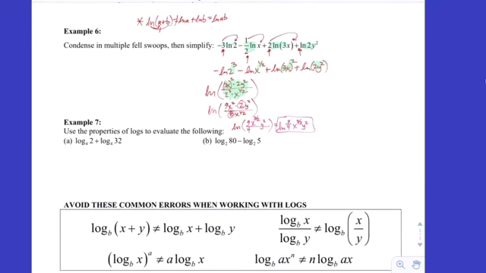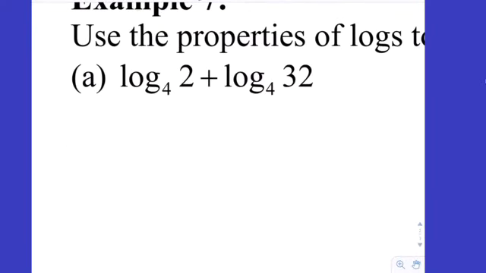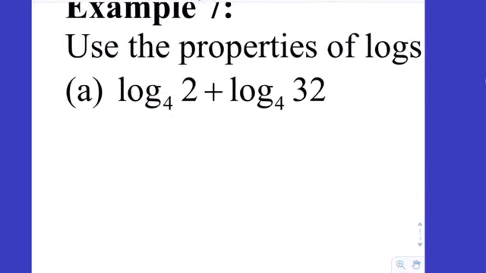All right, let's use these properties now to evaluate these things. Log base 4 of 2 plus log base 4 of 32. Notice there are no variables here. That's a number. It's equal to something. We want to know what it's equal to. So here's what we're going to do. If I look at the logs, they're both base 4. That's good. If I can make the arguments the same, we have like logs.